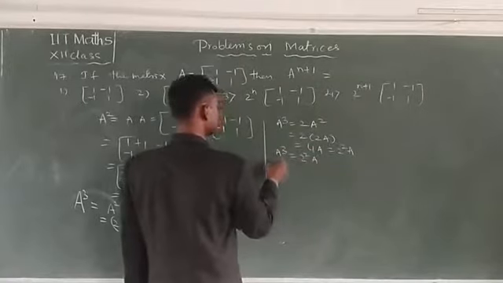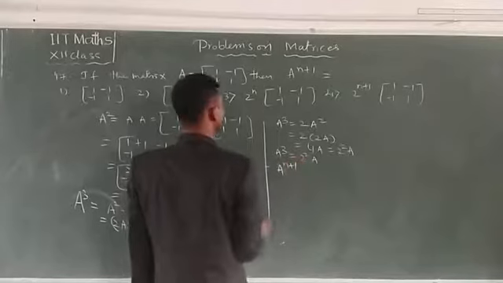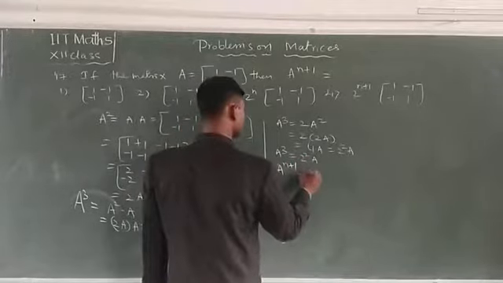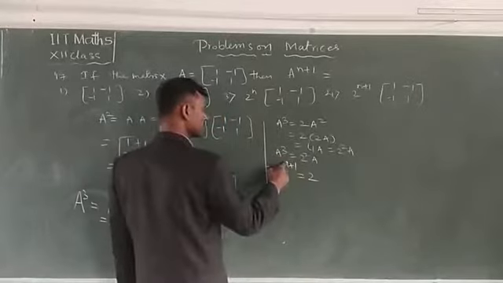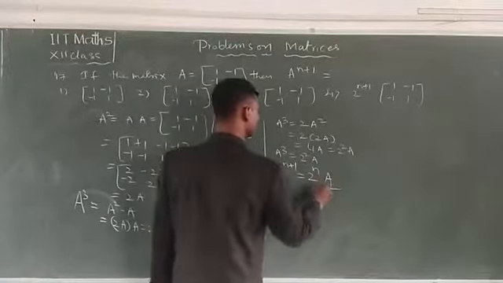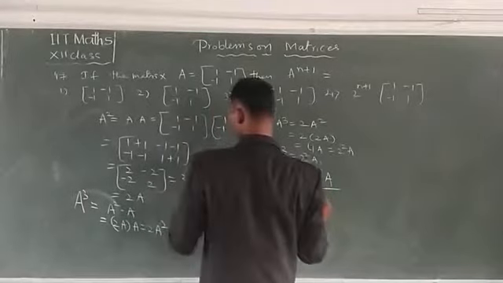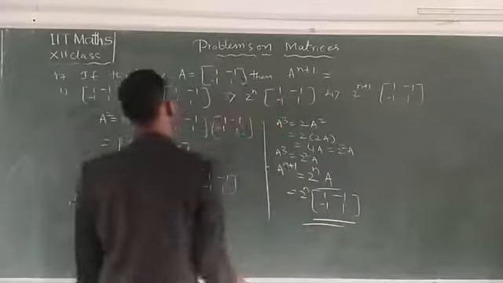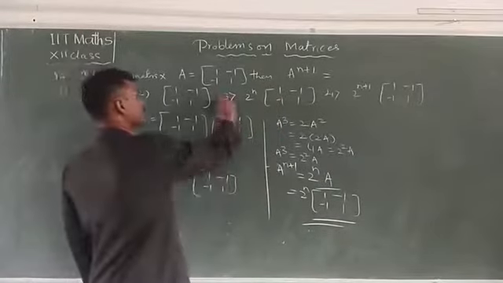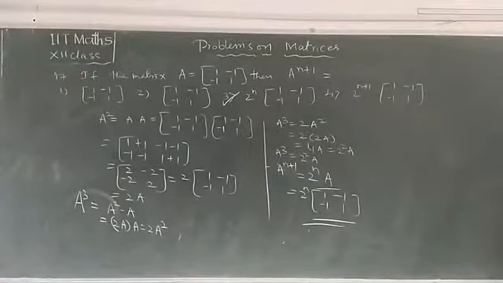Then instead of A cube, you can write A to the power of n plus 1. For 3, the power of 2 is 2, so n plus 1 means 2 to the power of n into A, where A is equal to [1 -1; -1 1]. Your answer is the third one, 2 to the power of n into [1 -1; -1 1]. Note down.